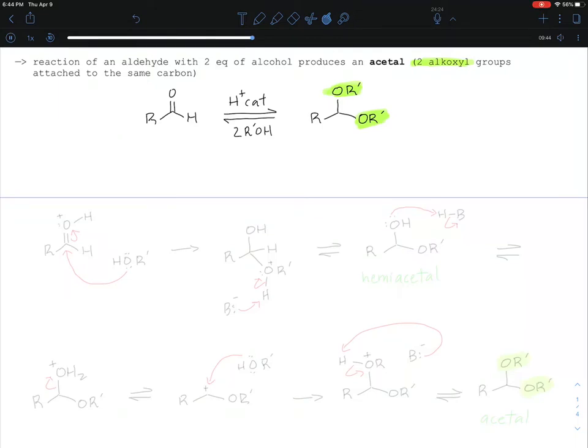We'll have our generic aldehyde. So R carbonyl. I'm going to protonate this already just to save us some time. And I'm going to have one equivalent of the alcohol come in, so same as last time. We're going to attack the carbonyl, and we're going to form our tetrahedral intermediate.